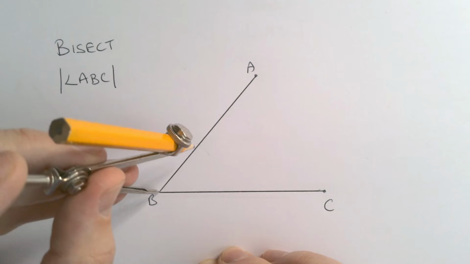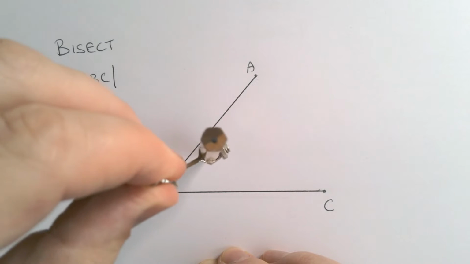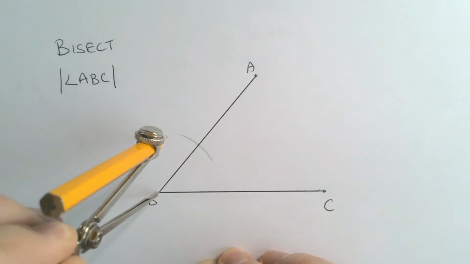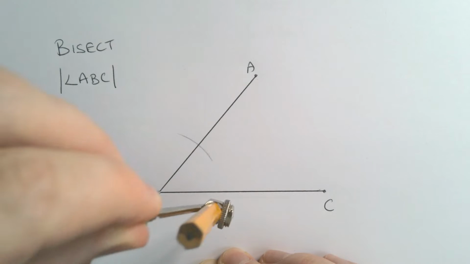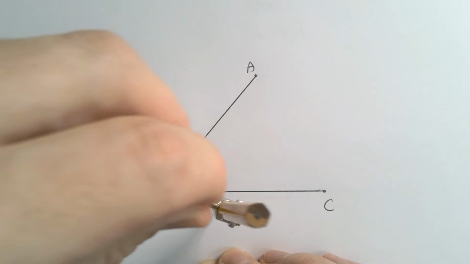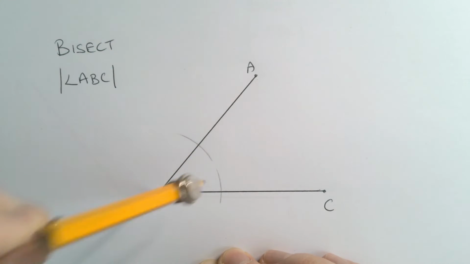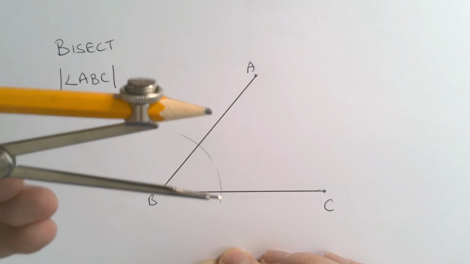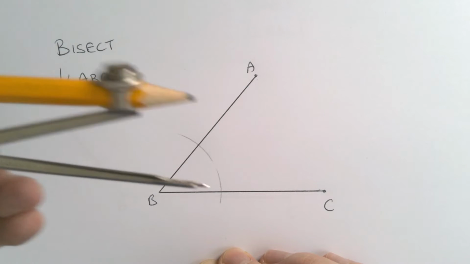We can go a bit further. But I'm just going to draw an arc through one of the lines, the line AB. Now, without changing the size of it, I'm going to draw that same arc through BC. Now, you can connect it up if you want. I'm not going to. I'm just going to leave it like that. That's the first part. Now, the next part is, I'm not going to change the size of it. You can if you want, but I'm not going to.